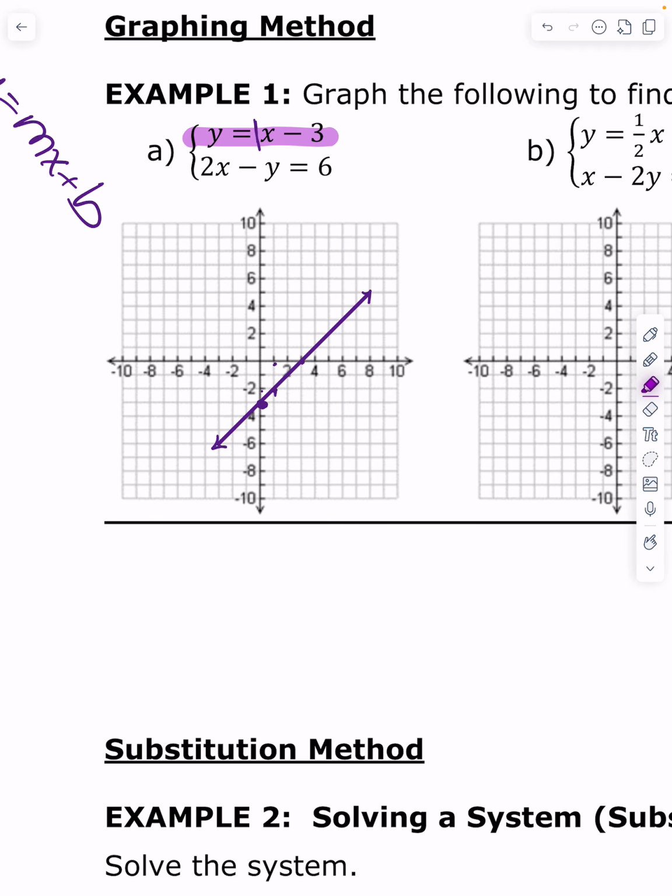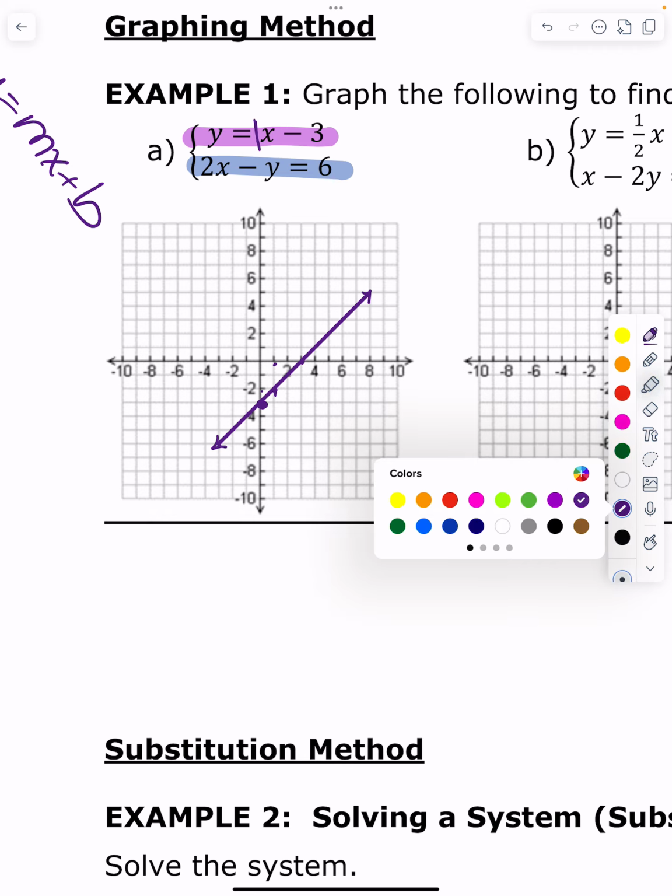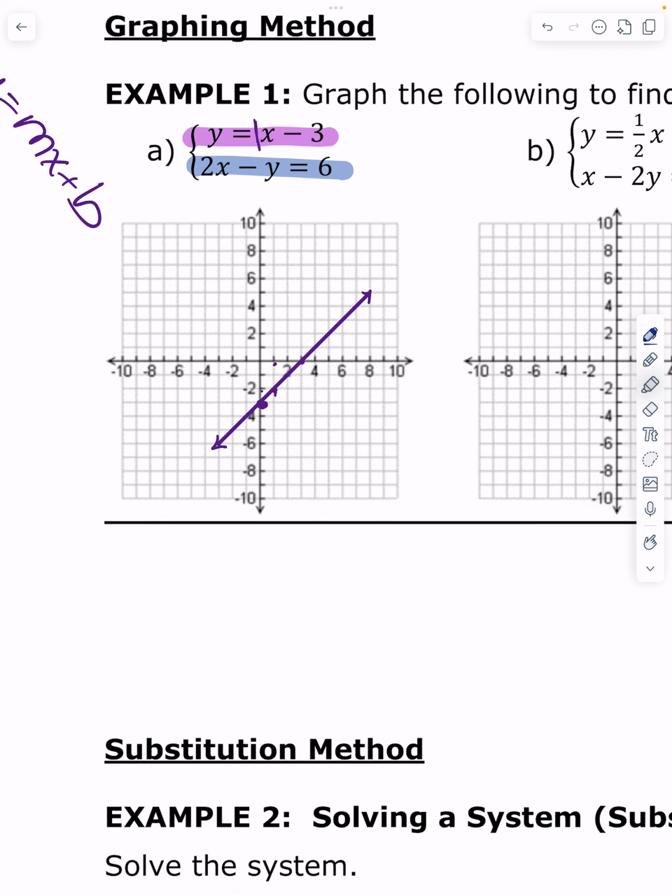Second equation: 2x minus y equals 6. I don't necessarily want to put that in slope-intercept form, so let's see if we can remind you about how we can get around that. I'm going to use the space underneath. I can use the intercepts, so I want to let x equal 0. My equation becomes 2 times 0 minus y equals 6. Negative y equals 6, so y equals negative 6. When x is 0, y is negative 6.